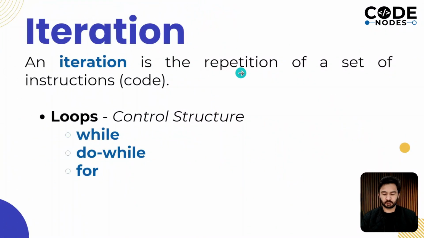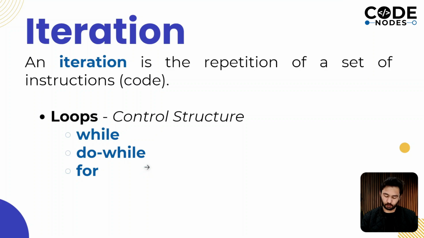So an iteration is the repetition of a set of instructions. It is just a fancy word we use for repetition. Instead of writing the same code multiple times, we let the computer do it for us. And for that, we use the control structure called loops. And there are three types of loops in C++: while loop, do while loop, and for loop.